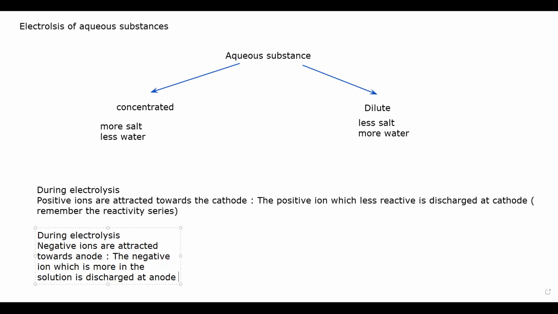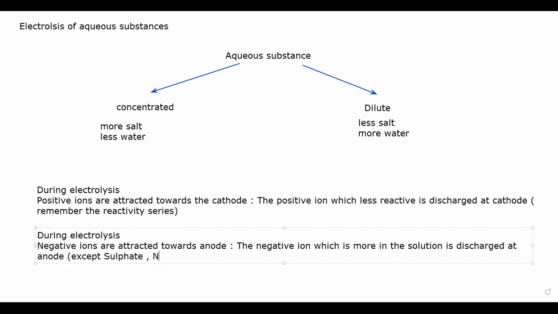Except three ions do not move because of their size: sulfate, nitrate, and carbonates. Even if they are more in the solution, sulfate, nitrate, or carbonate are never discharged at anode. So for electrolysis of aqueous solutions, for positive ions we have to check the reactivity, and for negative ions we have to check the amount.